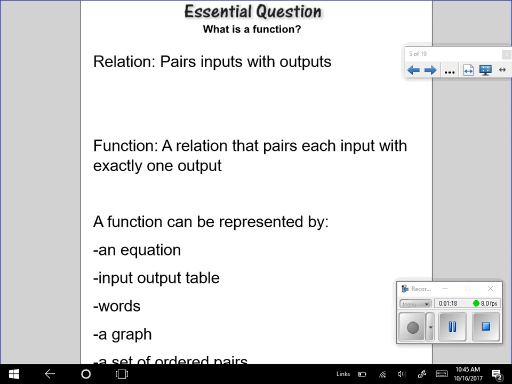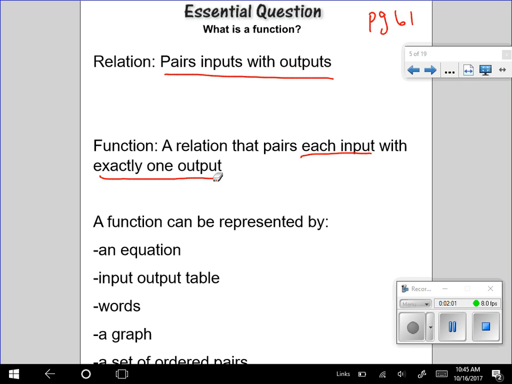So, a relation. In your journal, there is some room for definitions on page 61. So if you want to take your notes there, that's fine. If not, you can always do them in just your notebook as well. But a relation is pairs of inputs with outputs. So that could be a lot of different things. It's a very broad definition, and we'll look at what that looks like. But a function specifically is a relation that pairs each input with exactly one output. Okay? So each input has exactly one output.